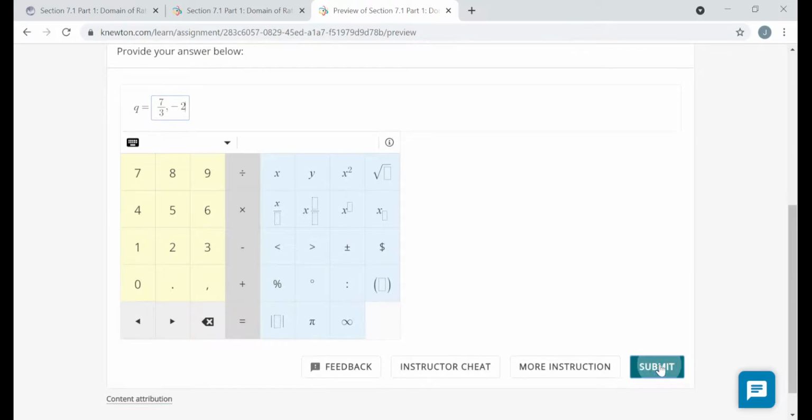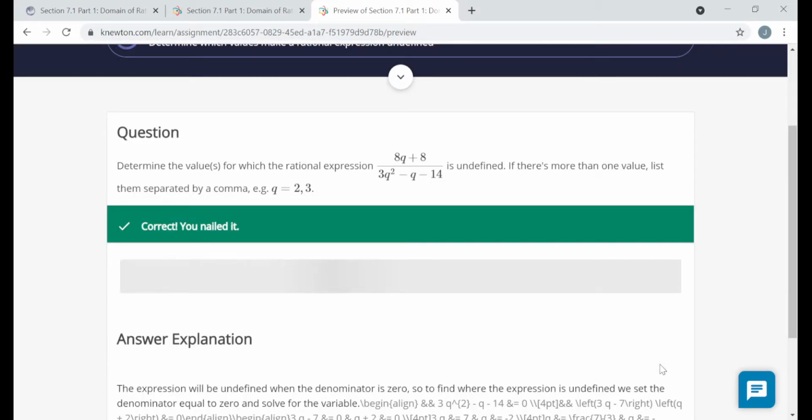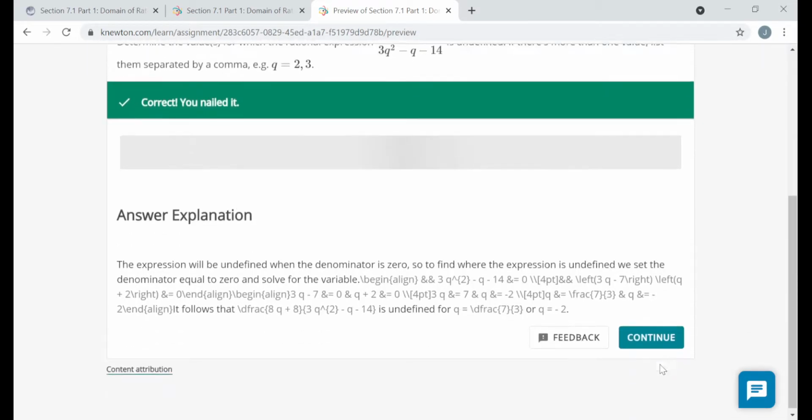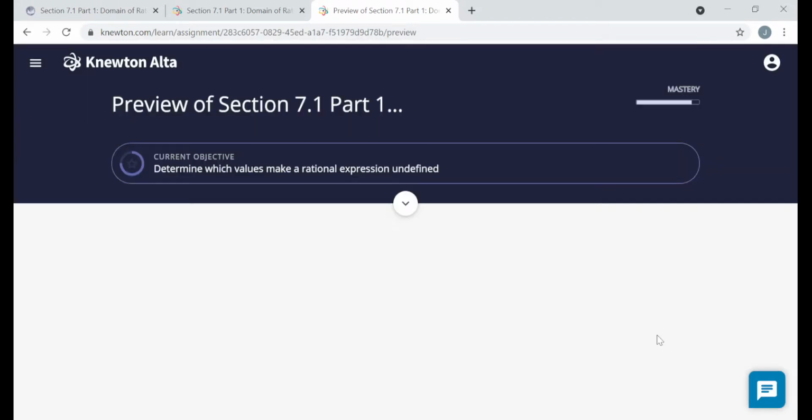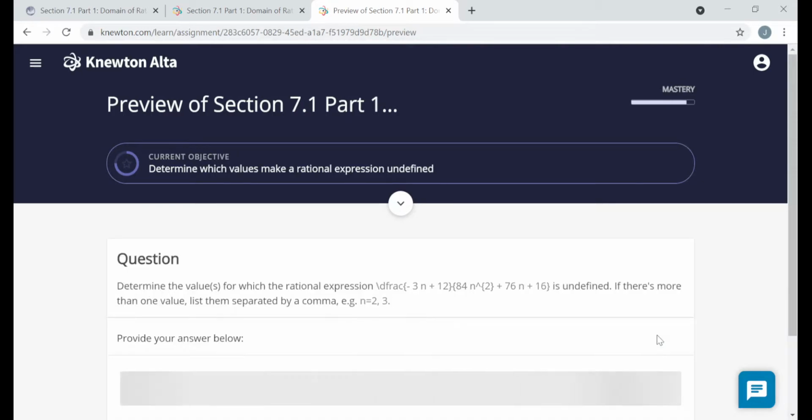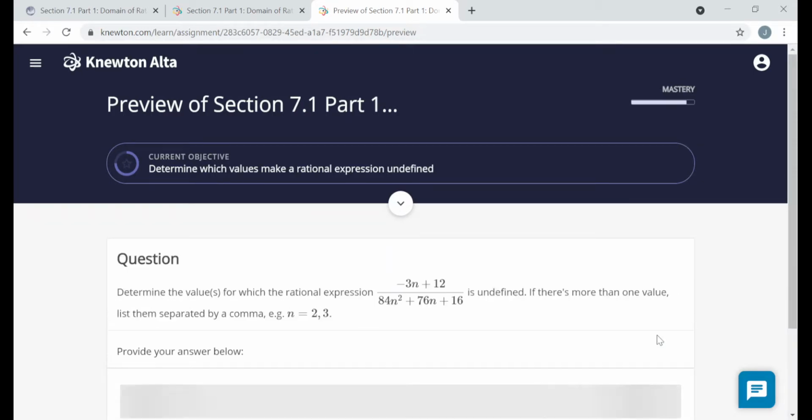Okay, and then one more like this. Again, please read the answer explanations. And then one more like this. Once again, we're given a fraction, a rational expression. We're asked to determine which values make the expression undefined. In other words, which values make the denominator 0. So once again, I'm just going to set the denominator equal to 0, and we'll solve that equation.